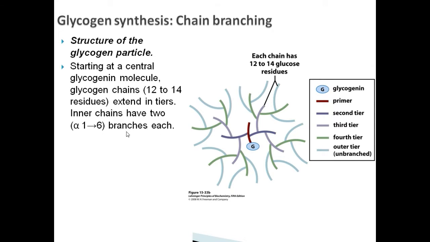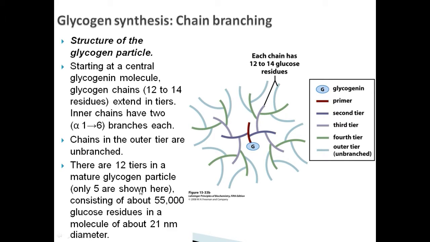The inner chains have 2 branches each, so every inner chain will have 2 branches that you see over there. So this would be the first tier, the second tier, the third tier, and what we illustrate here is that only 5 tiers are shown, but there can be 12 tiers in a mature glycogen particle, with the outer tier being the only one that is unbranched. And in this way, a glycogen particle can contain about 55,000 glucose residues and be approximately 21 nanometers in diameter.